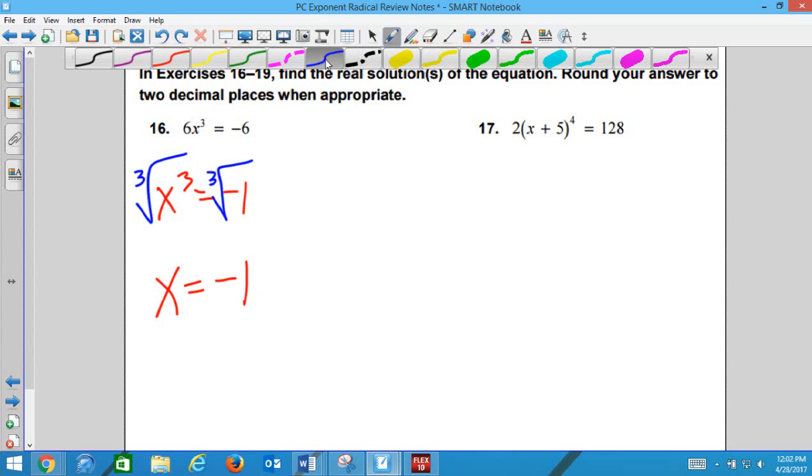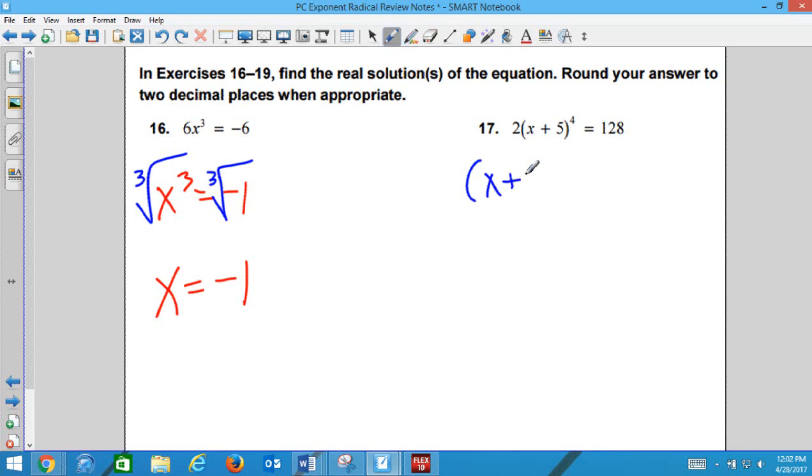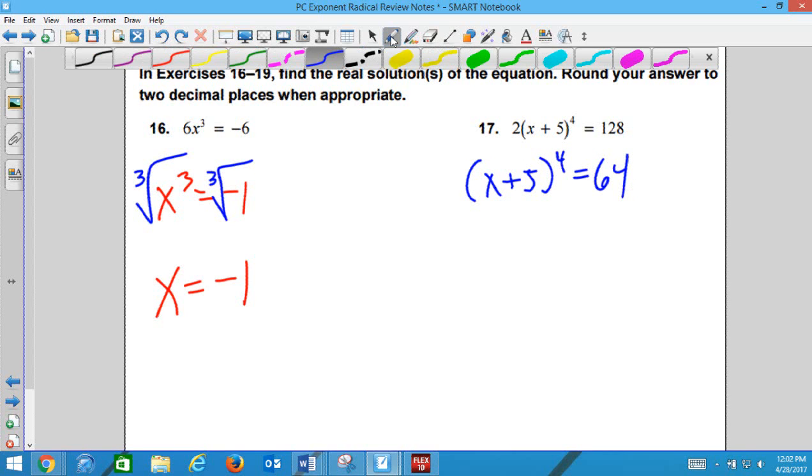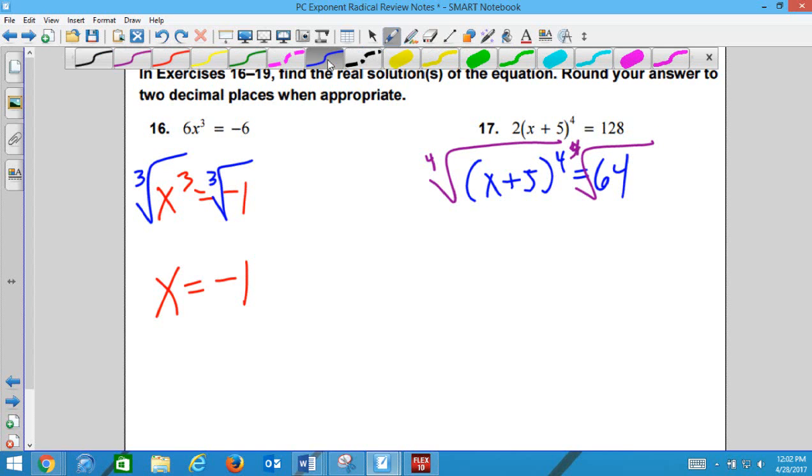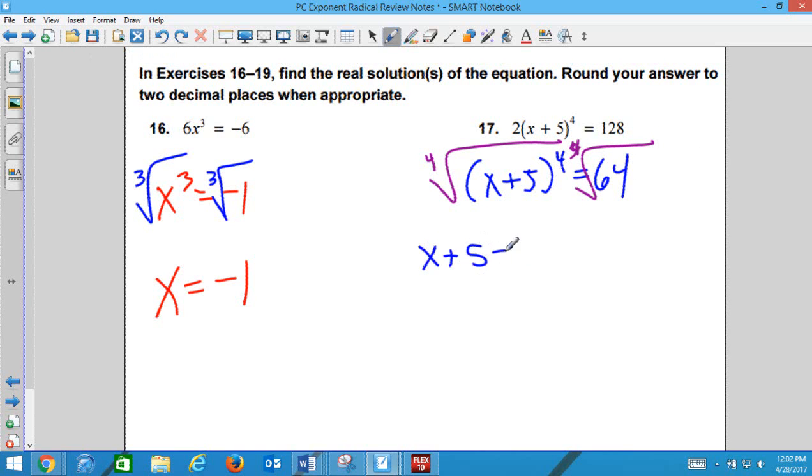All right, next one, we're going to divide both sides by 2. We get x plus 5 to the 4th equals 64. Then what do we do? Okay, we're going to do the 4th root, and this one is a little tricky. Doesn't look like it, but it is. If I do an even root, I need plus or minus.